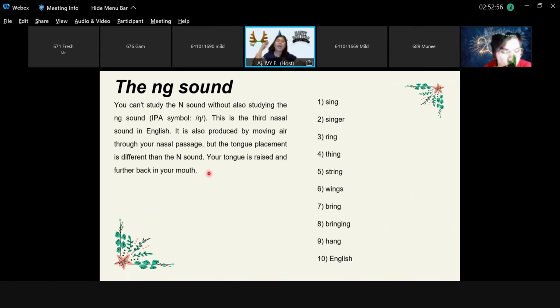Okay, so it says here, you cannot study the sound if you are not going to learn about the other sound because they are similar. The only difference is that one is like in your upper, behind your teeth. Your tongue is behind your teeth. But this one, it says the tongue placement, your tongue raised and farther back in your mouth. Like your mouth is open. So it's different. Just like the words sing, singer, ring, thing, string, wings, bring, bringing, hang, and English. So this is the sound.